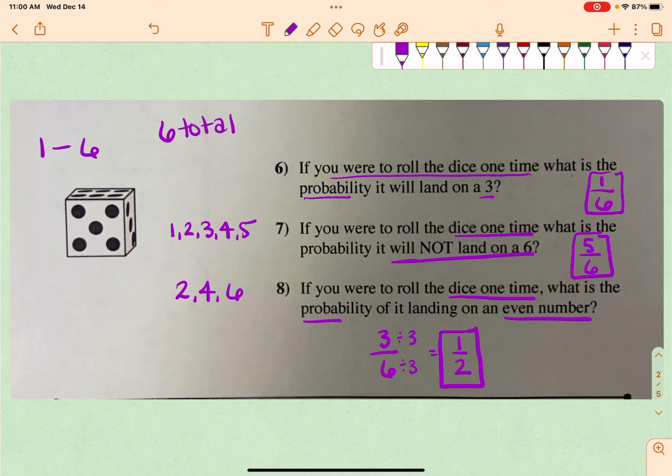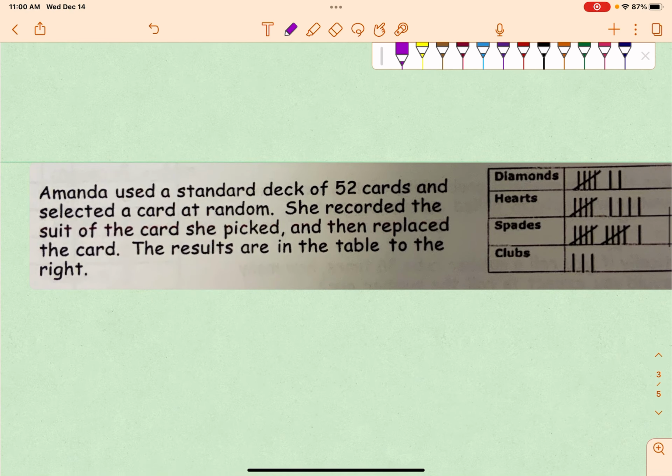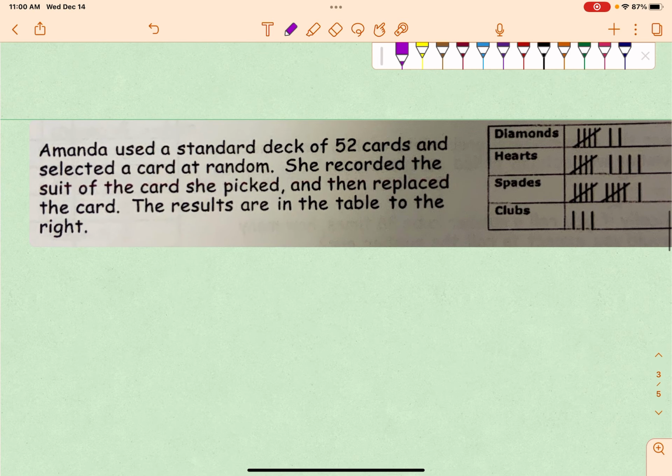Okay, again, this is theoretical because I'm not actually rolling a die. I am using the die itself to be able to determine what happens. Okay, so let's talk about things that are a little bit more experimental.